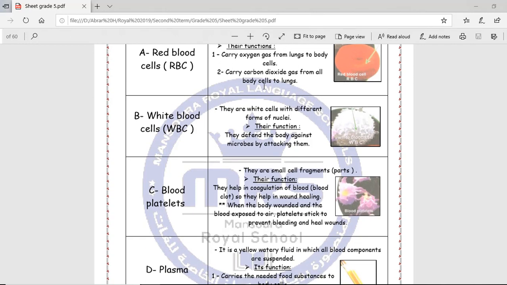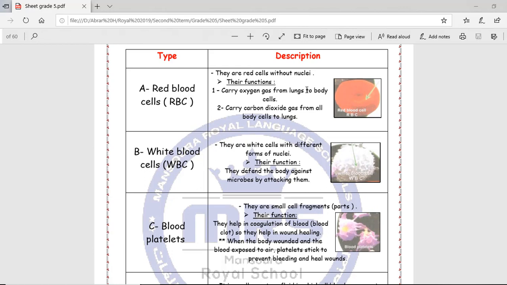What is the function of the red blood cells? The red blood cells carry oxygen from the lungs to the body cells and carry carbon dioxide gas from all the body cells to the lungs. It means that the red blood cells only carry gases. What are the gases that enter or leave the body? The gas that enters the body is oxygen, and the gas that leaves the body is carbon dioxide. So the function of the red blood cells is to carry oxygen gas from the lungs to the body cells and to carry carbon dioxide gas from all the body cells to the lungs.